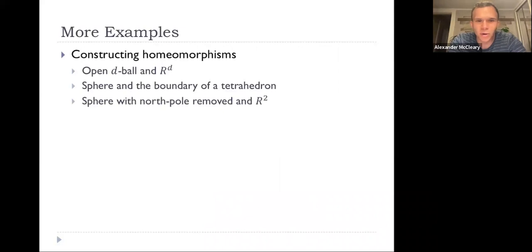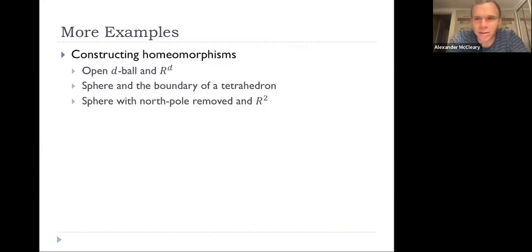Okay, so let's look at some more examples. It turns out that an open ball in R^D, so this is D-dimensional Euclidean space, is actually homeomorphic to the entirety of Euclidean space. You can see this in one-dimensional space via the arctangent function, and you can play around with that idea to get it in higher dimensions as well.